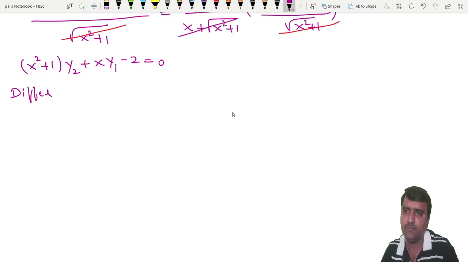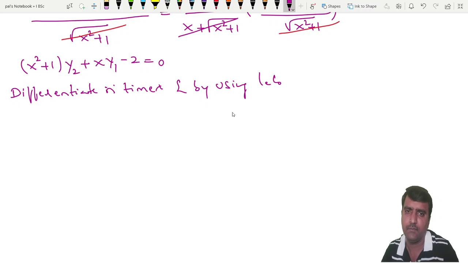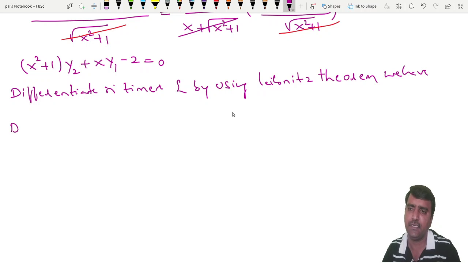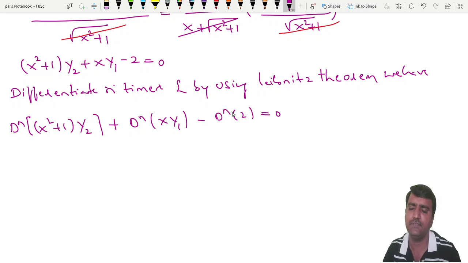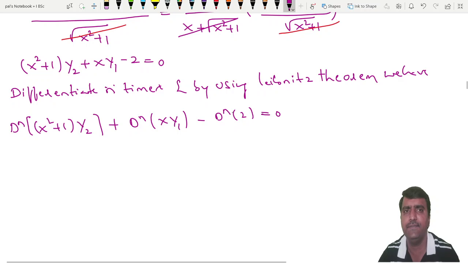So differentiate n times, and by using Leibnitz theorem, we have nth differentiation of (x square plus 1) into y2 plus nth differentiation of x into y1 minus nth differentiation of 2 is equal to 0. What is the nth differentiation of a product?